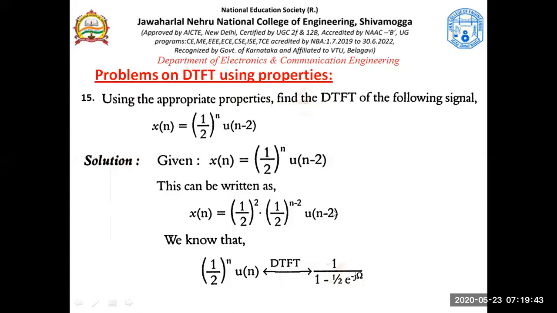Now there is n minus 2. This is not the given signal. We need this to be n minus 2 and this also to be n minus 2. That means which operation are we performing? The shift operation, the time shift operation. Okay. So if there is a time shift, we have to use the time shift property, since we are asked to use the properties.